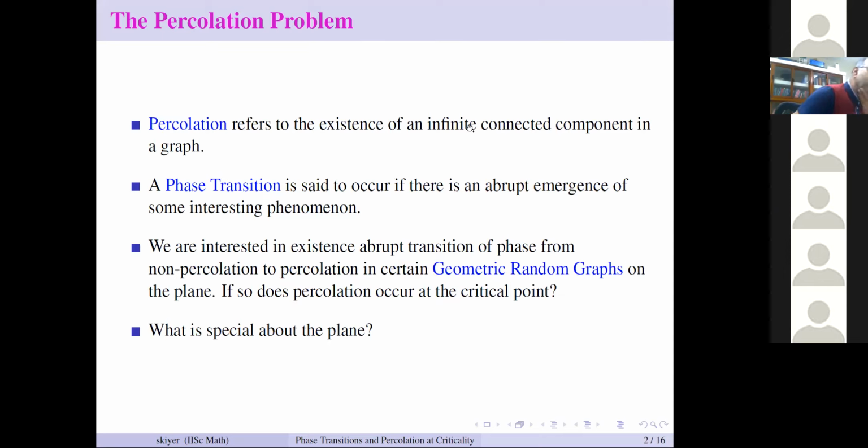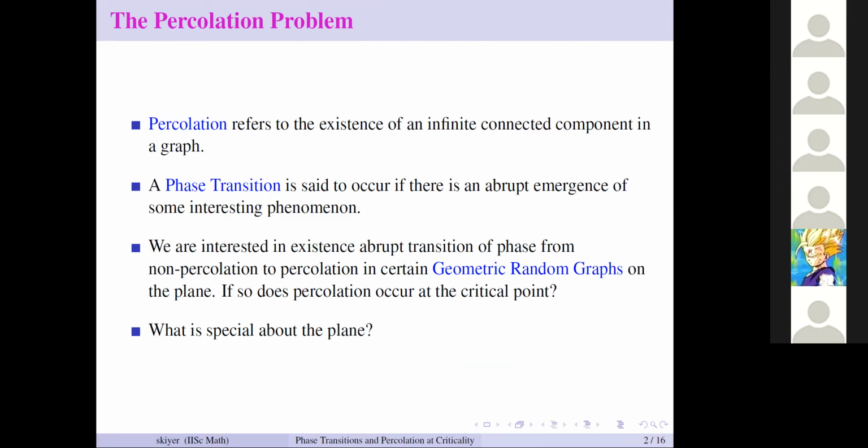So what is the percolation problem? Percolation refers to the existence of an infinite component or a giant component in a graph, where the graph is large and finite. The interest is in what is called a phase transition. Phase transition means that as the parameter governing the graph varies, there is an abrupt emergence of some interesting phenomena.